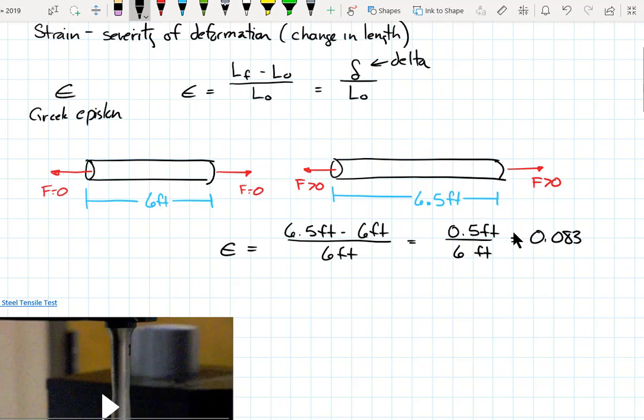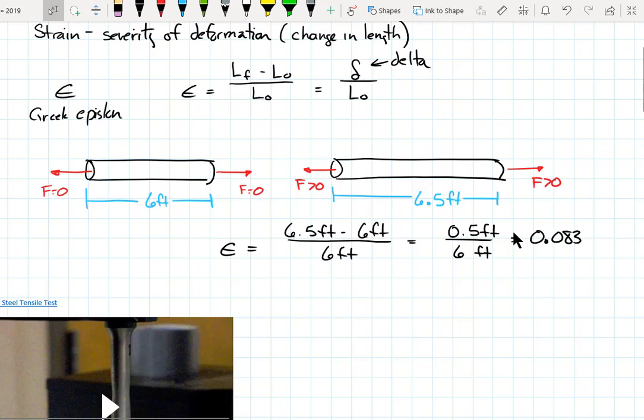Or we could express that as a percent, just move the decimal over, if we wanted to. So this is kind of a reasonable number. It's actually kind of large. You wouldn't really expect a 6-inch stretch on something that's 6 feet long. That's kind of extreme. Most materials aren't going to be able to handle that kind of change in length before something else happens to them.